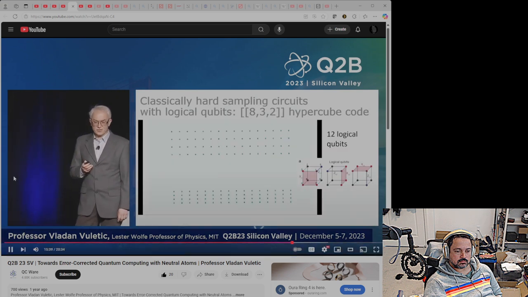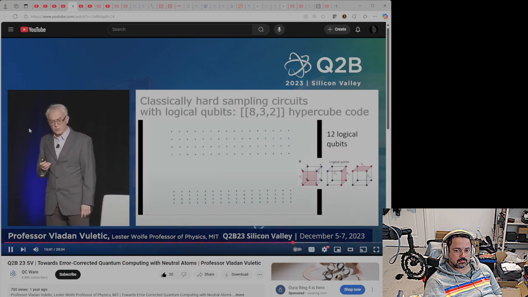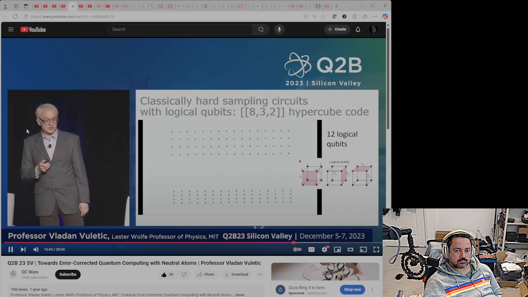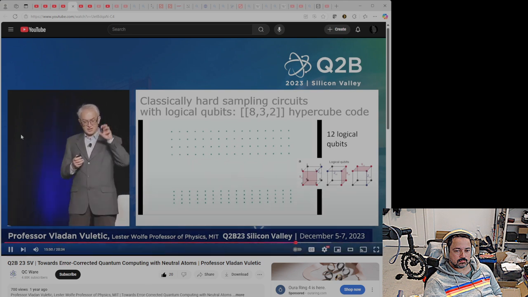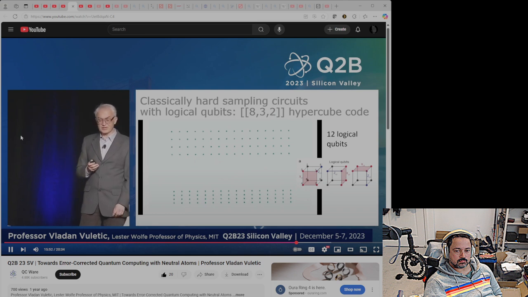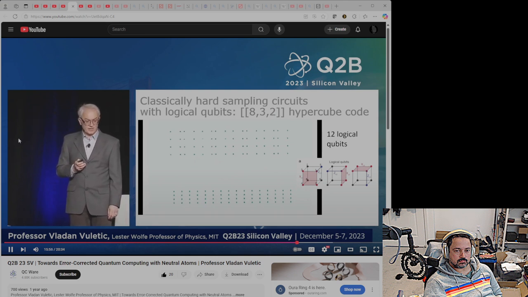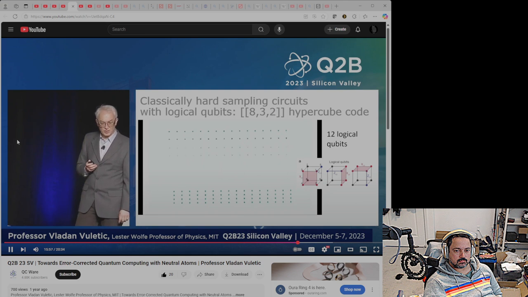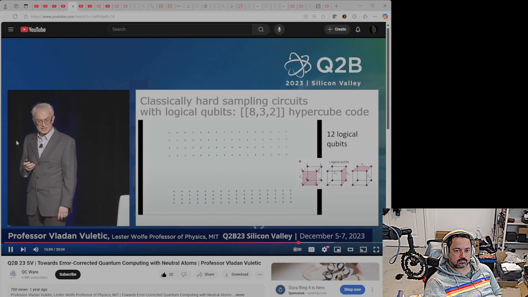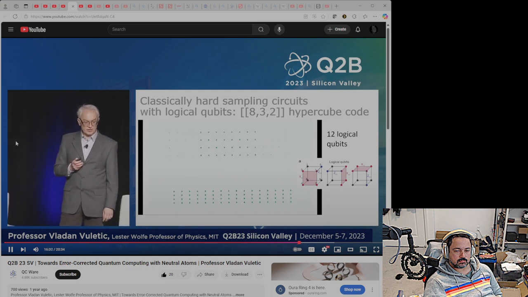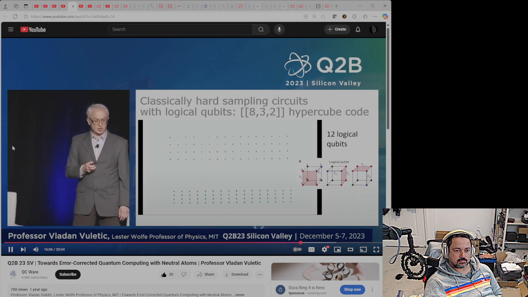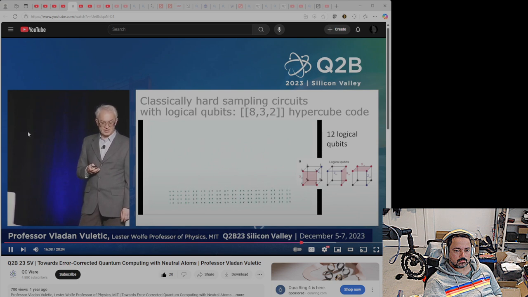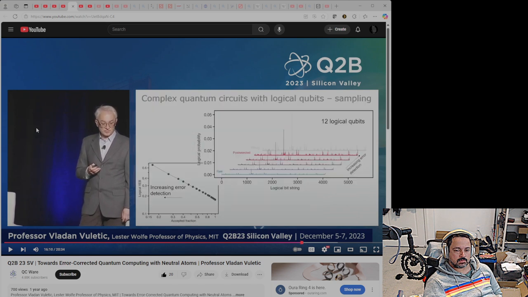And finally, we did a circuit that is hard to simulate. So we used the so-called 8-3-2 hypercube code, where qubits are encoded effectively on this 3D cubic structure. And I show you that the movie for this becomes quite complicated to perform, in this case with 12 logical qubits, various gate operations to make a distribution of outcomes that is hard to simulate, as I will show you in a moment. So I think I was right.